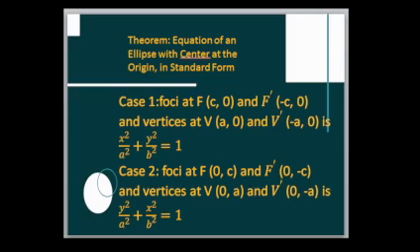So the equation for this is x squared over a squared plus y squared over b squared equals 1. In case 2, we have the foci at F, 0, positive and negative c, and the vertices at 0, positive and negative a. And the formula is y squared over a squared plus x squared over b squared equals 1. So you have to take note of these 2 formulas so that you will know which equation to use. You have to base it on case 1 or case 2.